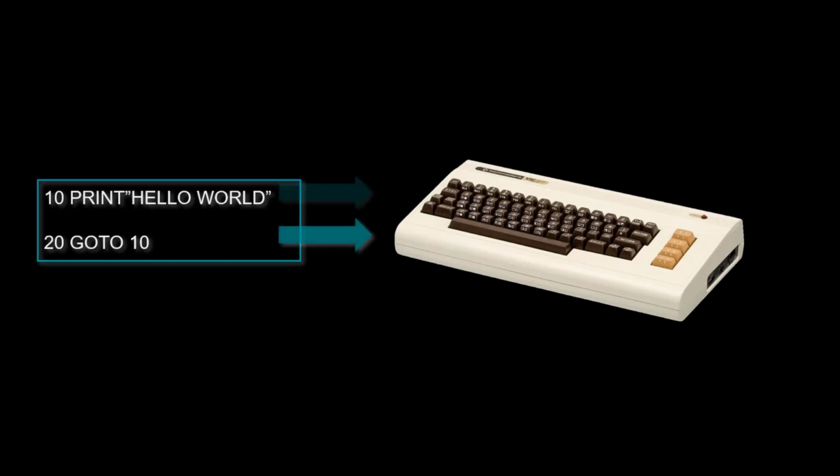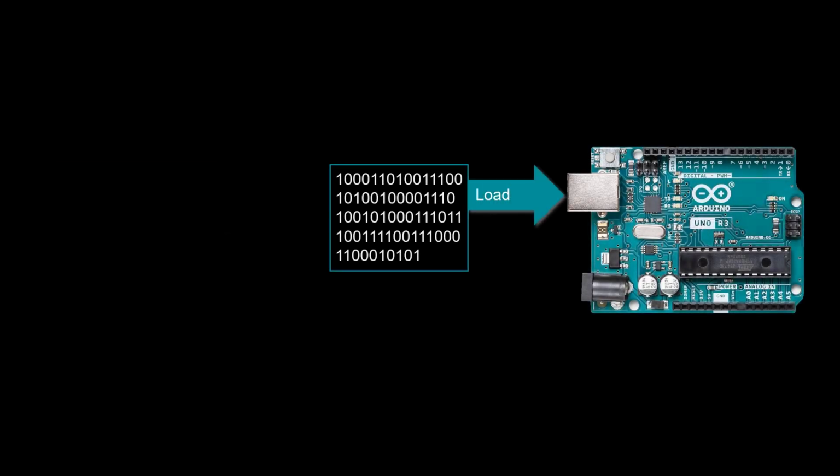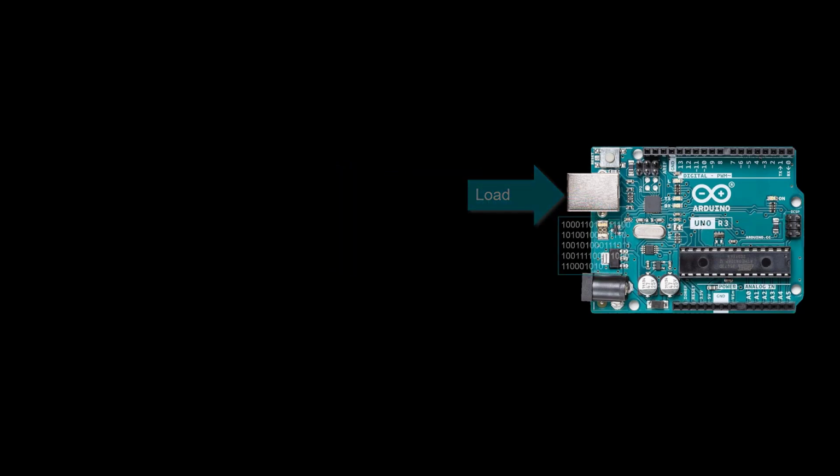BASIC is an interpreter language. That means that the computer spends a lot of time determining what to do with each instruction before it actually executes it. The C program of the Arduino, however, is compiled to machine language and so it executes without any additional load.